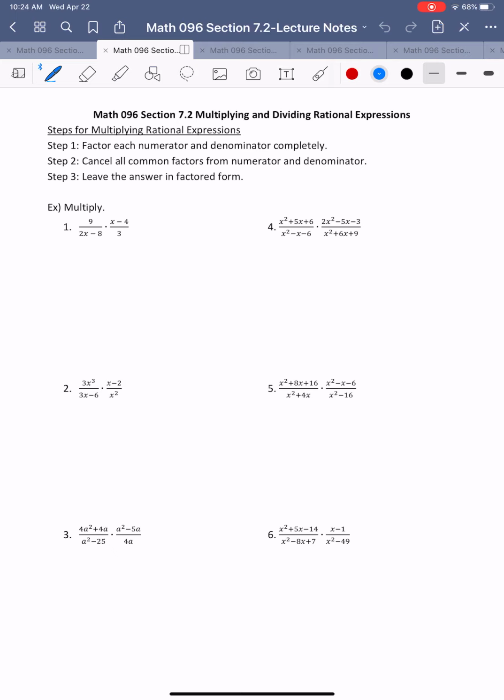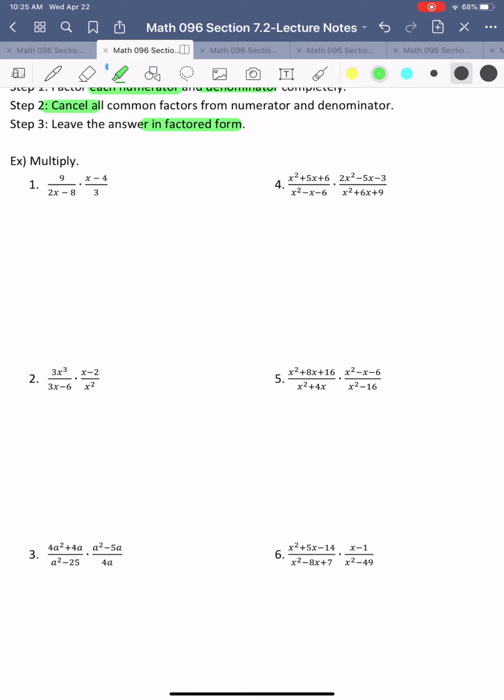All right, so the steps for multiplying rational expressions. First thing is you need to factor everywhere. So you need to factor the numerator and denominator completely. And then the second step, once you have the factors, you can do the cancellations. And then you don't have to multiply out. Okay, you just need to leave it in factor form. Okay, so let's do number one.